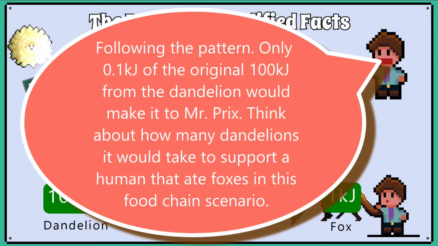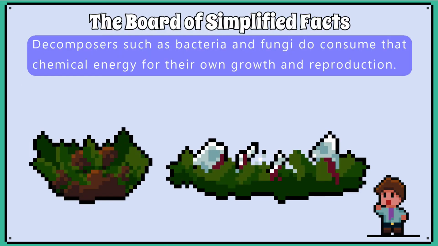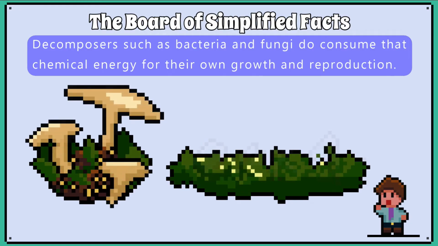You also need to be aware that although at each stage energy is lost via uneaten parts of prey and waste, decomposers such as bacteria and fungi can consume that lost chemical energy for their own growth and reproduction.